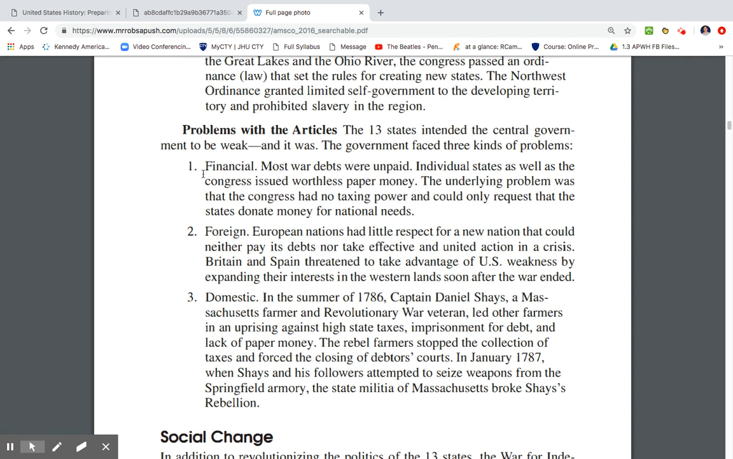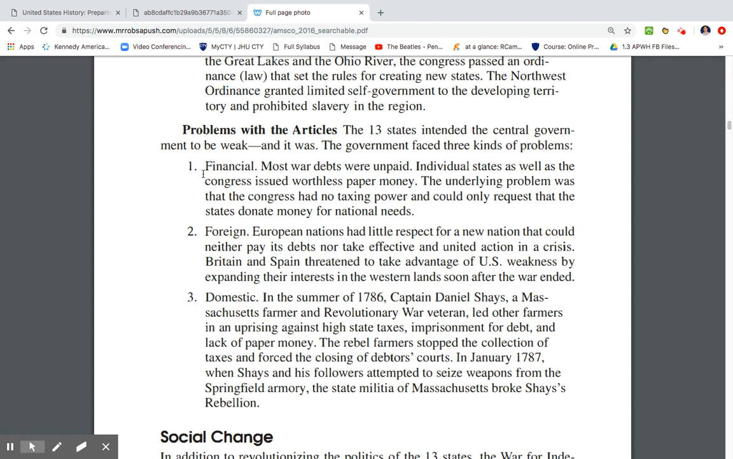First one is financial. Most war debts were unpaid. Individual states as well as Congress issued worthless paper money. The underlying problem was that Congress had no taxing power. So there's no way to pay these debts because there's no way that you could tax, right? And you could ask different states for money, but no one wanted to contribute. A lot of people were broke.